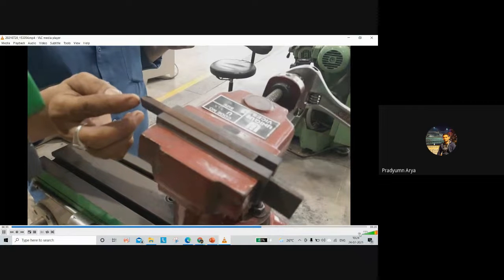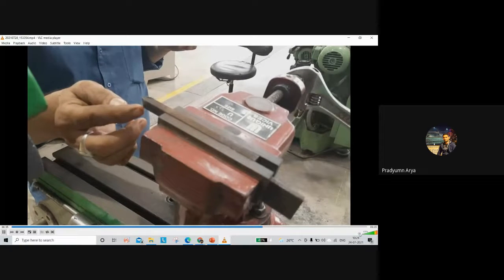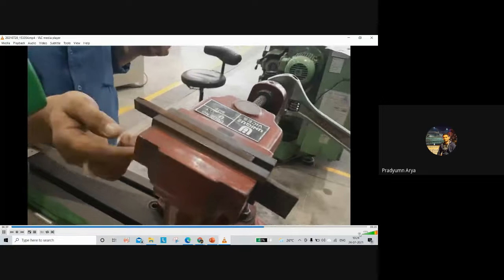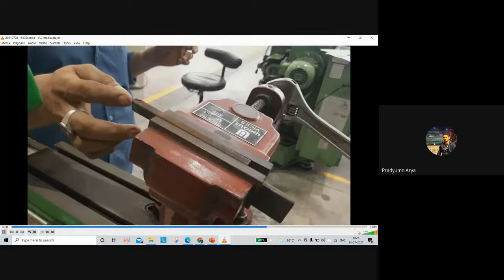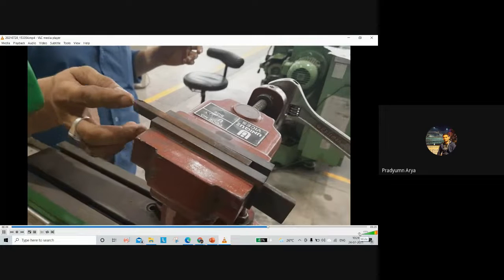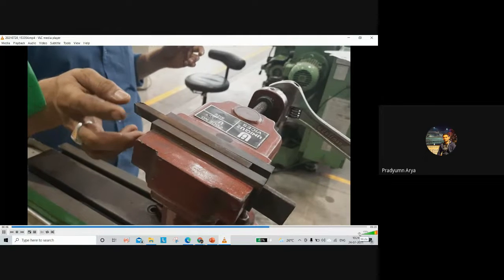For 15 degrees, this angle is known as the back rake angle. The main function is to slide the chip from the tool face to the bottom of the tool.